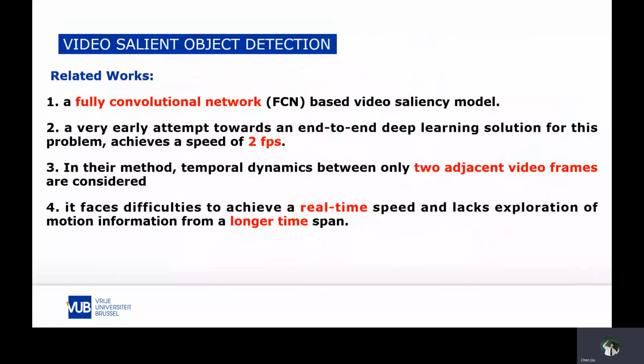And currently, based on deep learning, a fully convolutional network has been proposed, which can achieve a speed of 2 FPS. But in this method, temporal dynamics between only two video frames are considered. So it clearly faces difficulties in achieving real-time speed and lacks motion information from a longer time span.